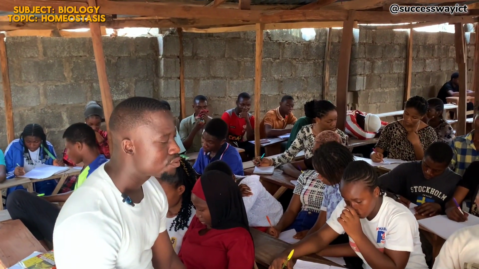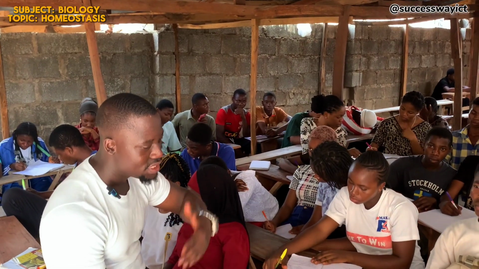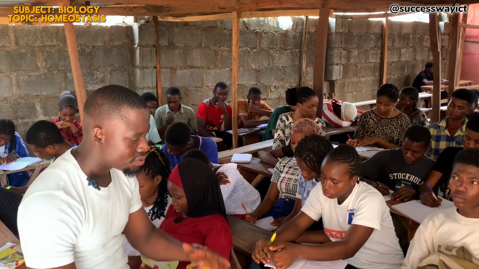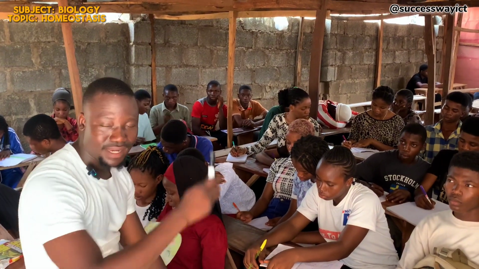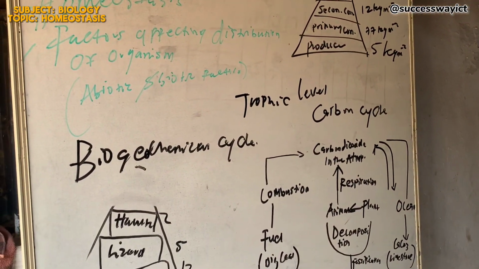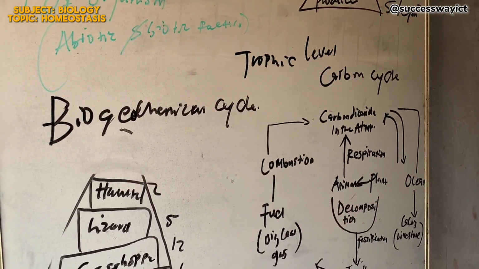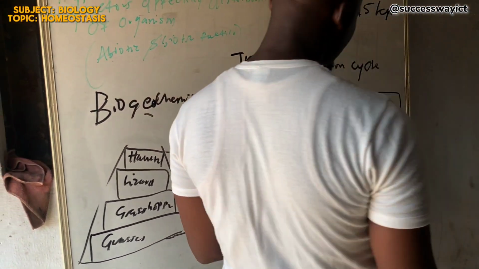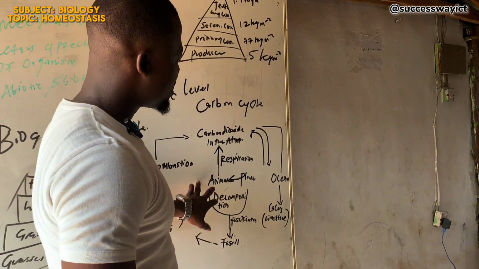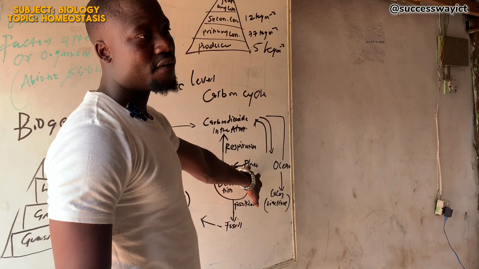The carbon cycle has to do with the interrelationship between biotic factors and abiotic factors that I've earlier stated. This on the board demonstrates the carbon cycle. From here, animals and plants are what? Biotic factors, right? Very good.